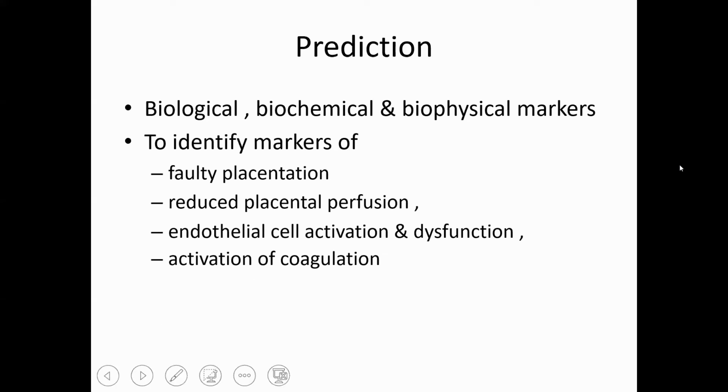So lots of research was done earlier on whether we can predict which lady will develop hypertension during pregnancy and which lady will not, by doing certain tests. So lots of things have been evaluated. That could be biological markers, biochemical markers, or some biophysical markers. But exactly, we don't know who will develop hypertension during pregnancy. So all these markers were evaluated to see the faulty placentation.